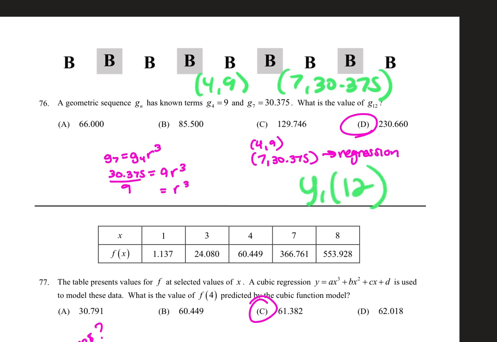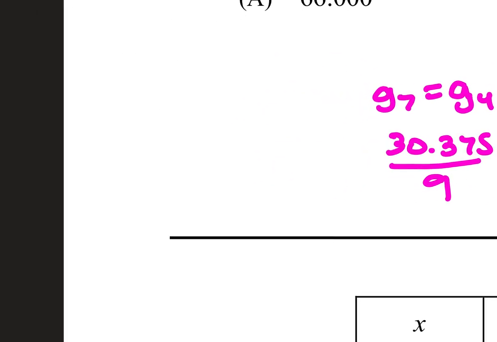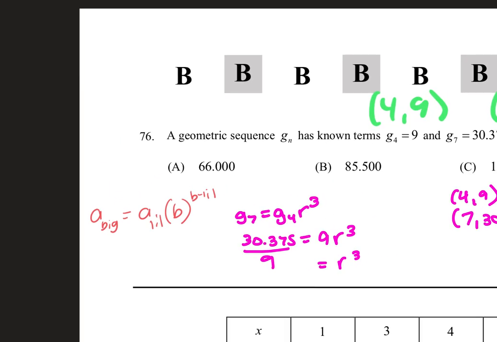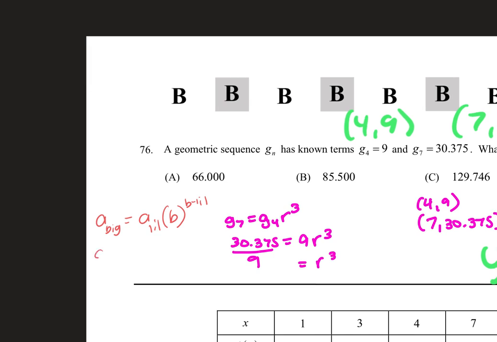The other way to do it is the big little one. So A of the big equals A of the little times B to the big minus little. So if I do that, the bigger base is 7. So A7 would equal A4, and it's G's, but the same, it doesn't matter. And B to the 7 minus 4, which is to the third. Then plug your values in.